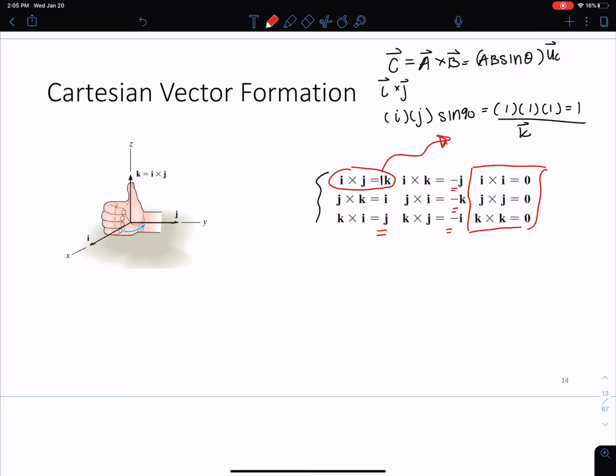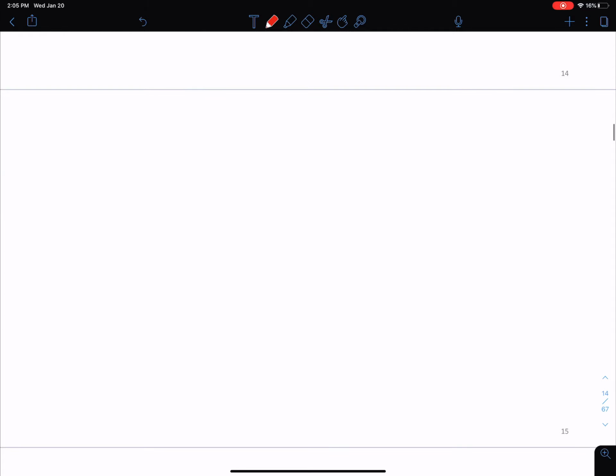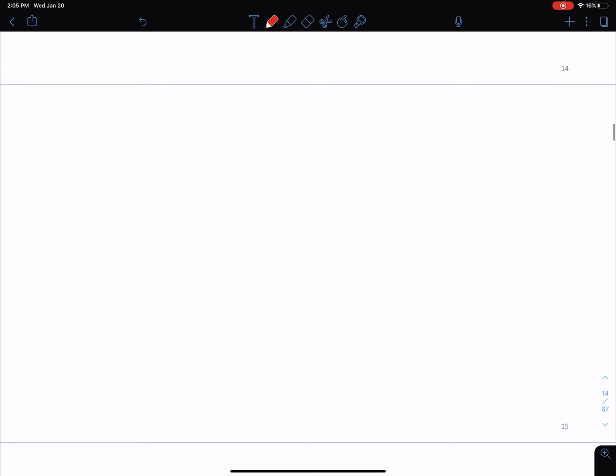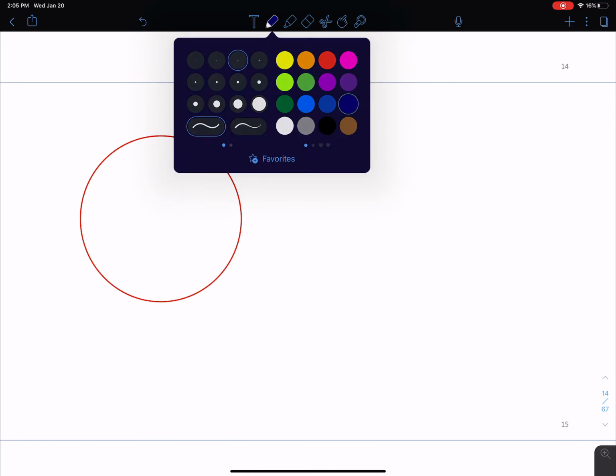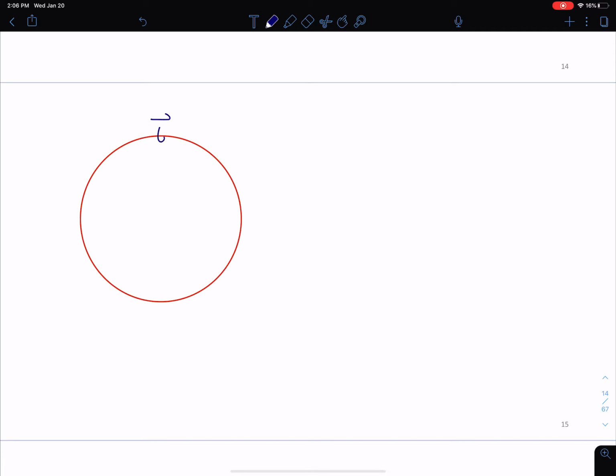Okay? So we can also use this nice circle formulation. This is another way of remembering this. So I'm going to draw a circle here. Okay, and in the circle I'm going to write the i vector, the j vector, and the k vector here, okay? And remember, counterclockwise is positive and clockwise is negative. That's going to be our sign convention. So anytime you're crossing counterclockwise, you get a positive result.